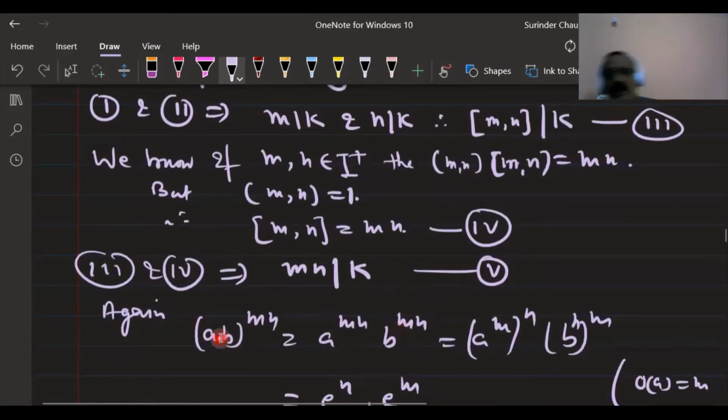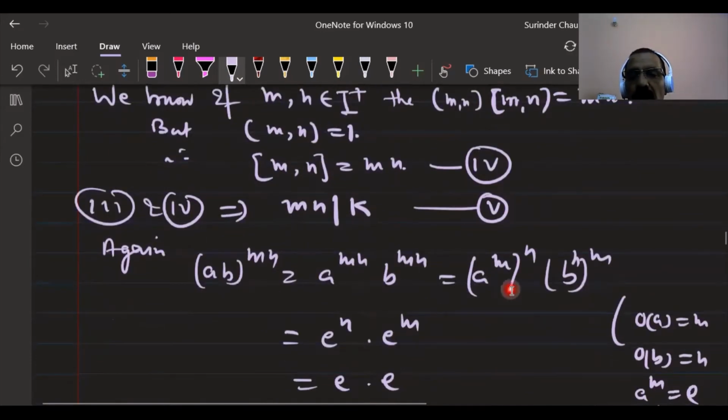Again, (AB)^mn is equal to A^mn B^mn. A^mn is (A^m)^n, and B^mn is (B^n)^m. The order of A is m, so A^m is e, giving e^n, which is e. The order of B is n, so B^n is e, giving e^m, which is e. So this is e times e, which is equal to e.